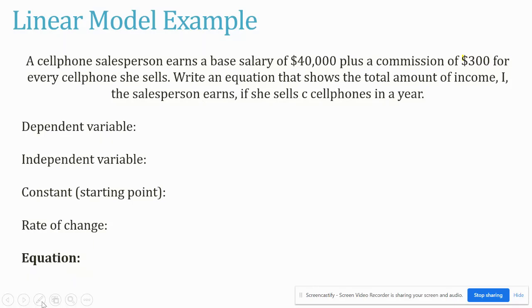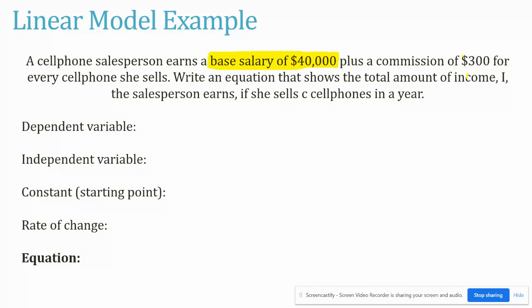Okay, so I'm going to treat this like English class for a minute. I'm going to annotate what I think is important. So she earns a base salary of $40,000. What that is saying is that no matter what, she's going to make $40,000 whether she sells 0 cell phones or not. That's going to be the smallest amount that she can make this year. That's not going to change.